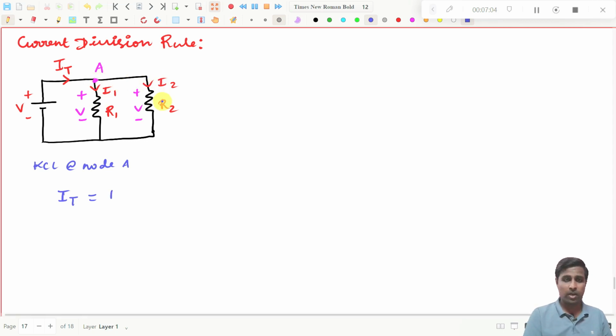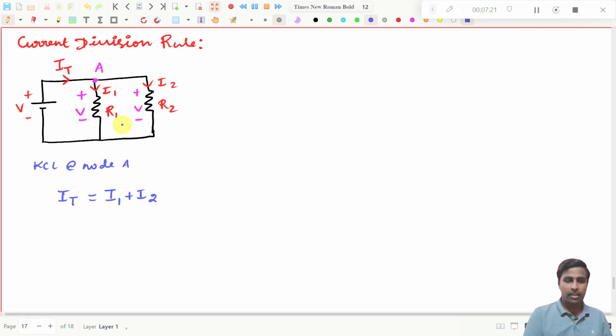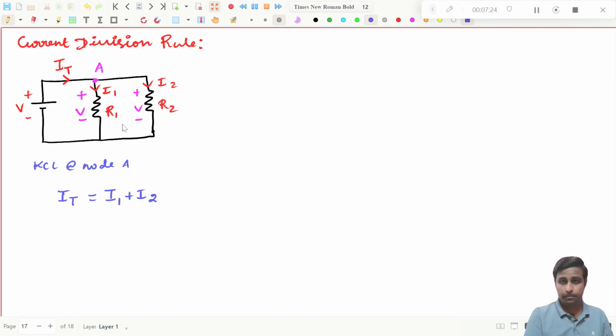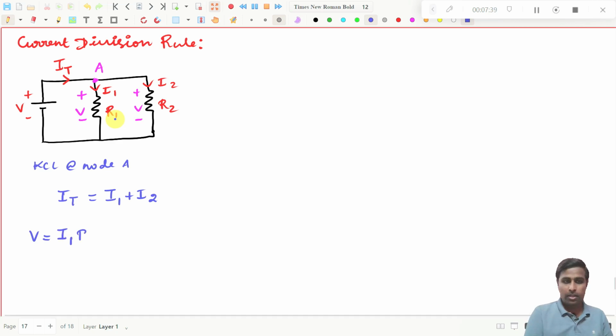So what you need to do? I1 plus I2 you have to write. That's all. Right? Now, if I want to write the voltage between this R1 resistor, V will be equal to I1 into R1, because that is the voltage between these two points. I1 into R1.